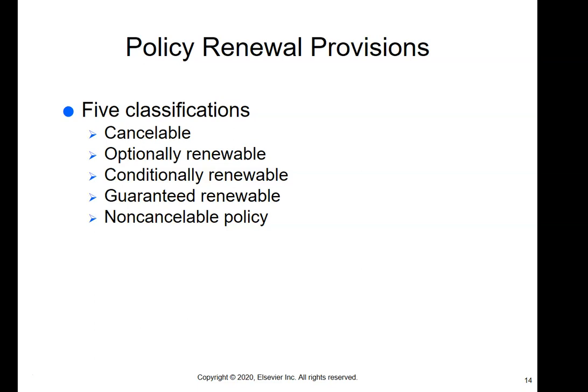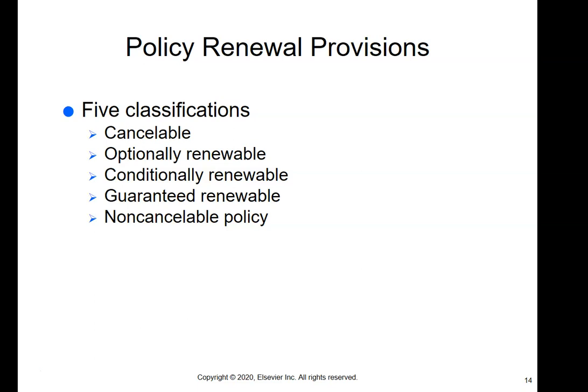Conditionally renewable are policies that grant the insurance companies a limited right to refuse to renew a health insurance policy at the end of a premium payment period. Reasons stated in the policy may relate to age, employment status, or both, but may not relate to the insured's health status. The guaranteed renewable classification is desirable because the insurer is required to renew the policy as long as premium payments are made. However, these policies often have age limits.